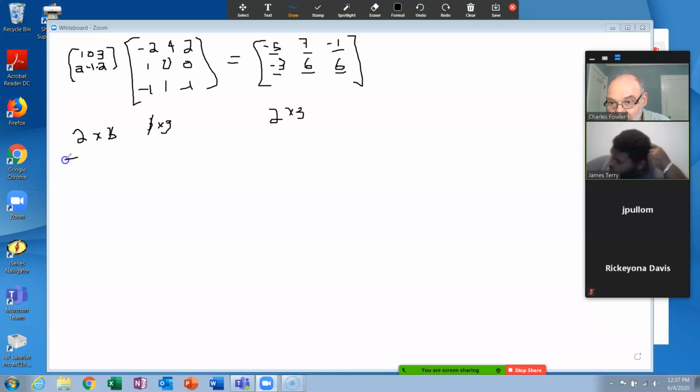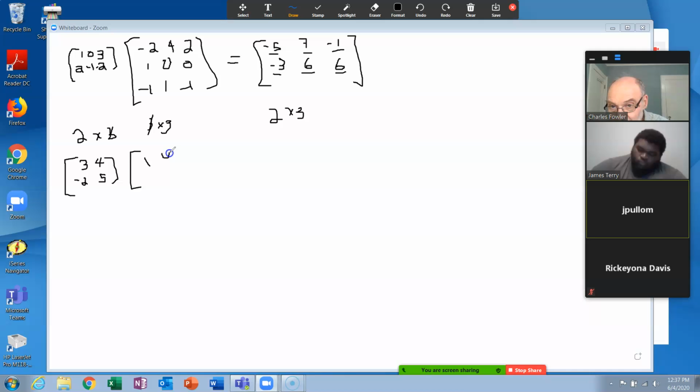Okay. The B one here is a 2 by 2, which is 3, 4, -2, 5. Okay, there's your first matrix. We're going to multiply that by a 1, 0, 0, 1. Whoa, that's an ugly bar, isn't it?